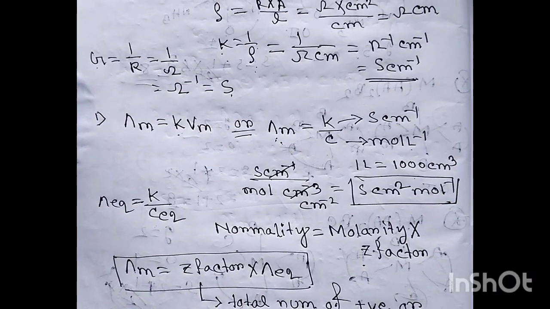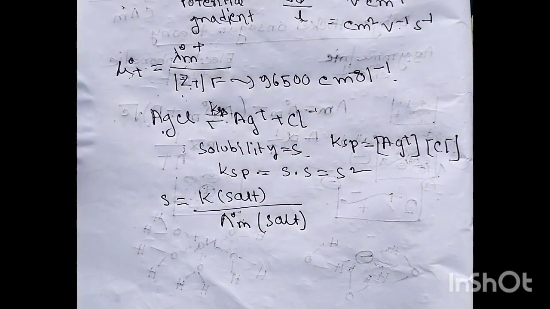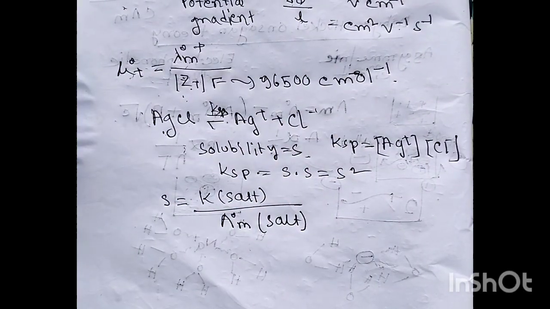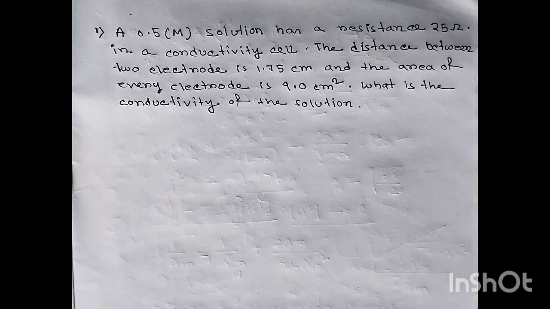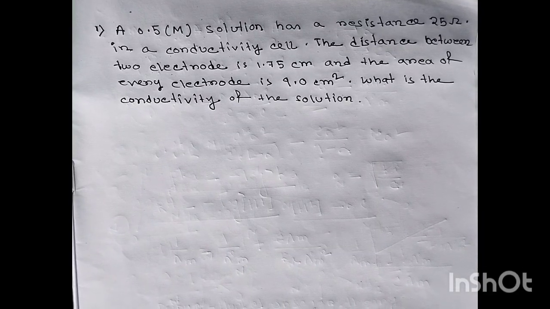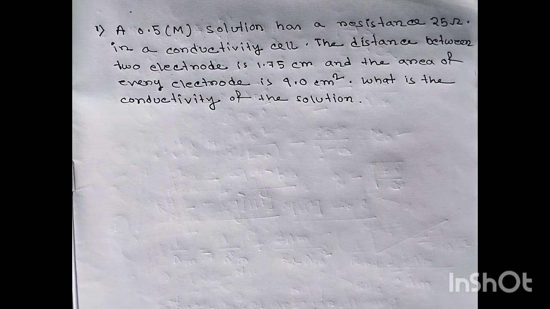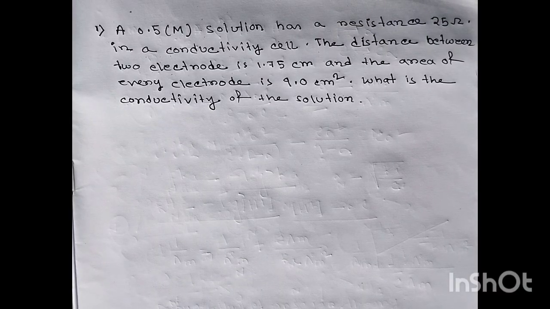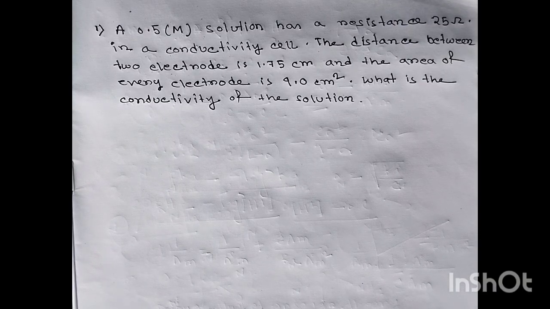कंडक्टेंस ऑफ इलेक्ट्रोलाइट सॉल्यूशन, इसका कुछ मैथ देख लेंगे फिर हो जाएगा. ठीक है. Now we discuss the question. A 0.5 molar solution has a resistance of 25 ohm in a conductivity cell. The distance between two electrodes is 1.75 cm and the area of every electrode is 4.0 cm square. What is the conductivity of the solution?